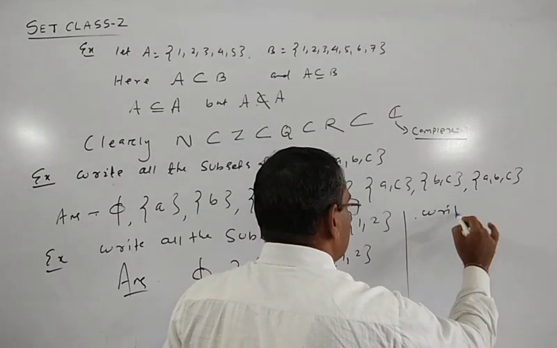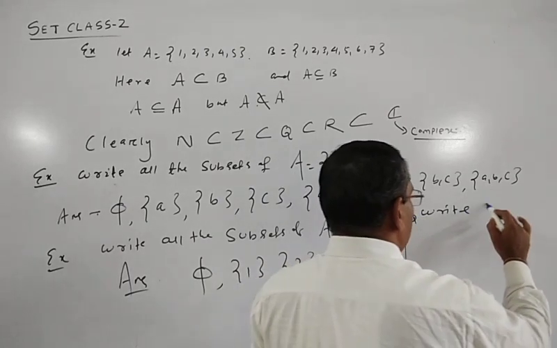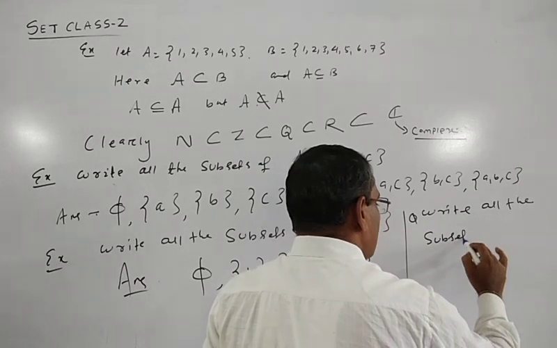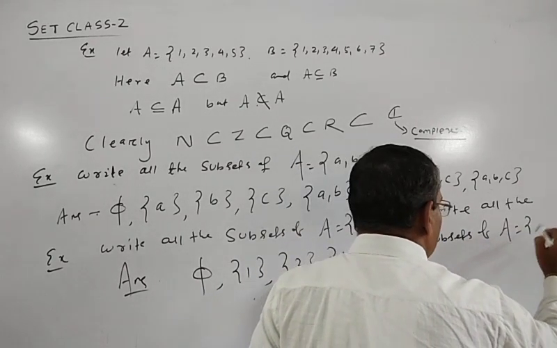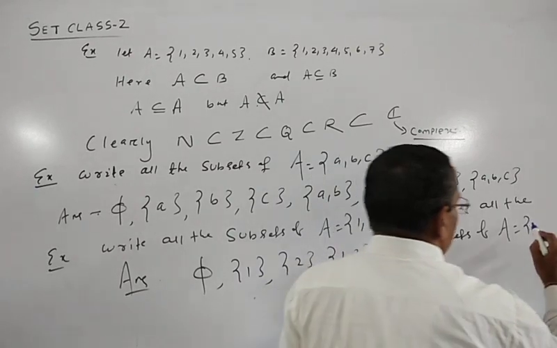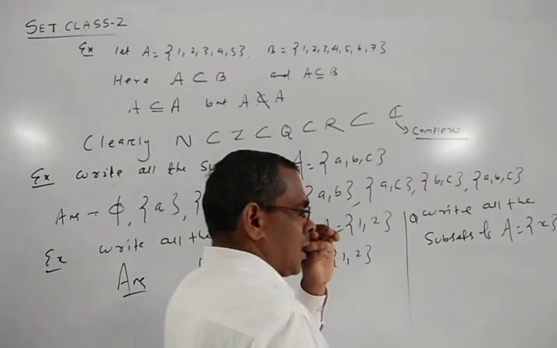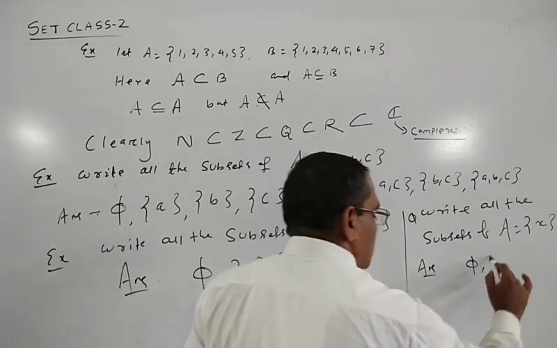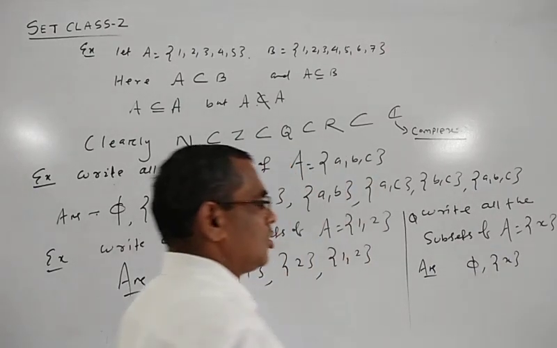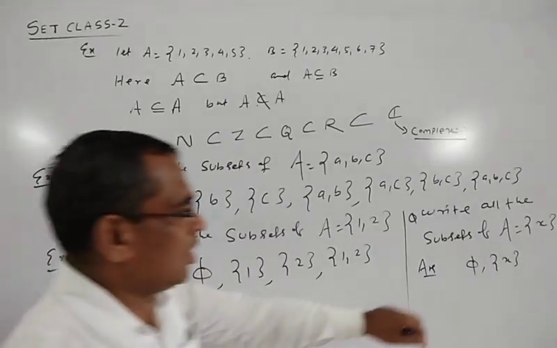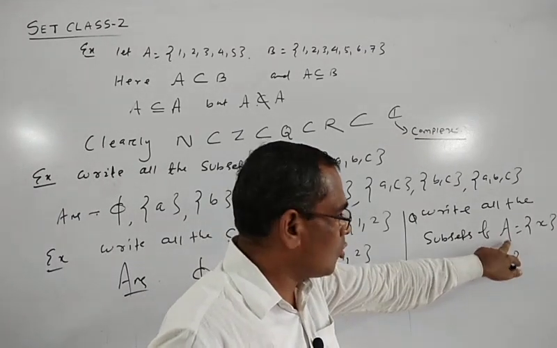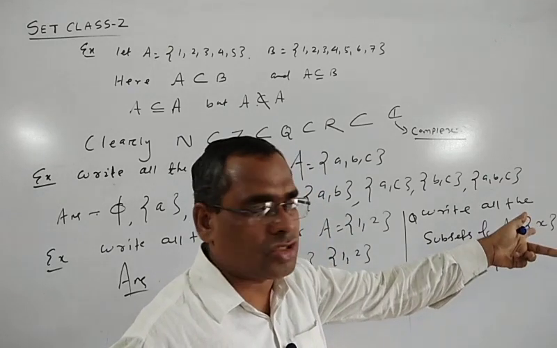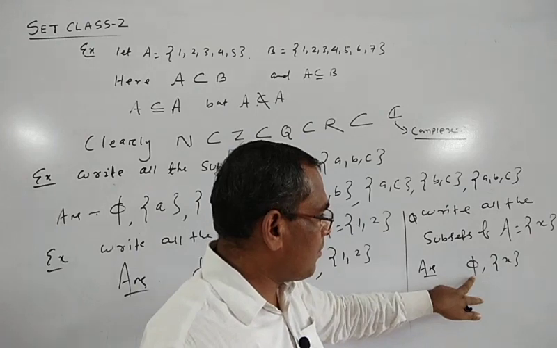Suppose we write another question. Write all the subsets of set A is equal to {x}, a single element. So what are the subsets? One is phi, then the next one is {x}. Here there are two subsets. One is phi, and this set {x} is equal to A itself. So every set is a subset of itself, and phi is also a subset.